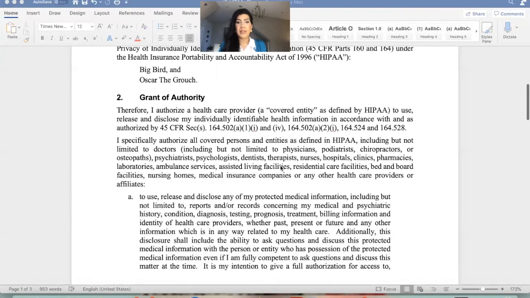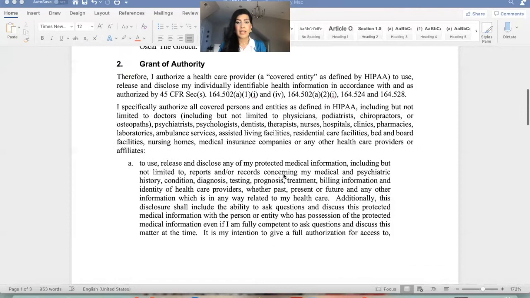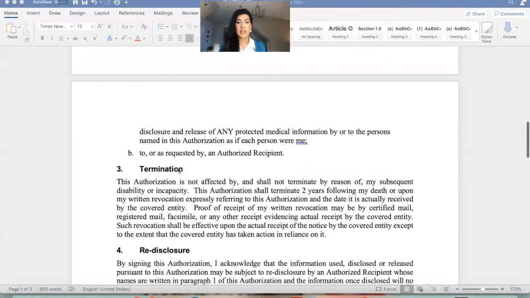We have it including but not limited to a bunch of different people, so physicians, chiropractors, pharmacies, ambulance services. I mean, there is a whole list here. And you will see that this document actually terminates 2 years after you pass away. Why is this? So actually 2 big reasons.